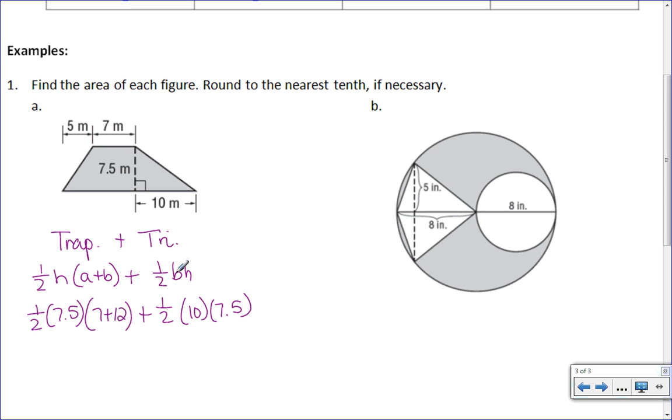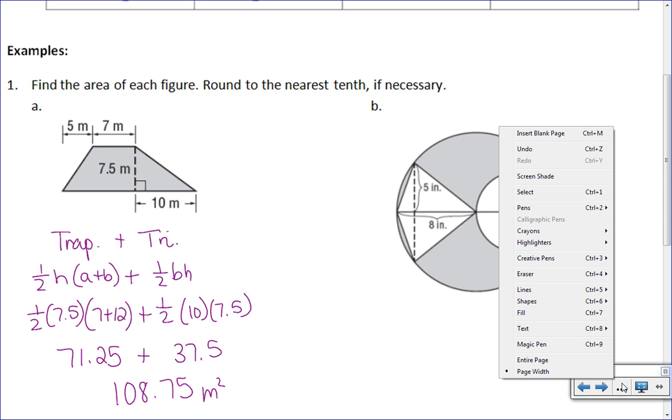So you see here that the b here is not the same as the b here, so make sure that you keep those separate. Alright, when we find the area of the trapezoid, that comes out to 71.25, and then the area of the triangle comes out to 37.5. And when we add those together, we get 108.75. And our units are in meters, so this will be in square meters.